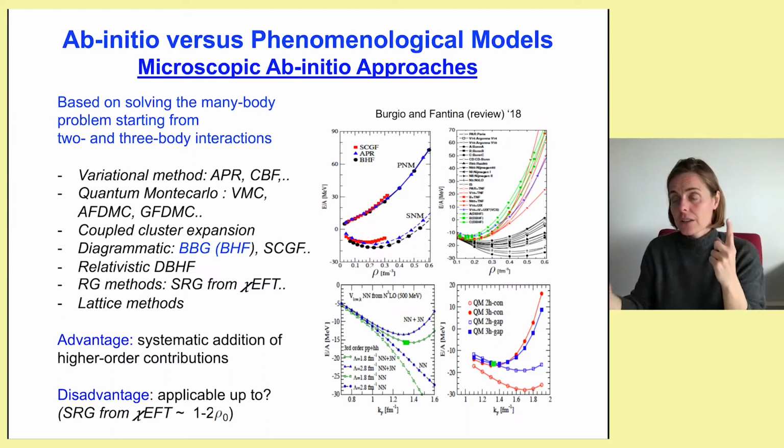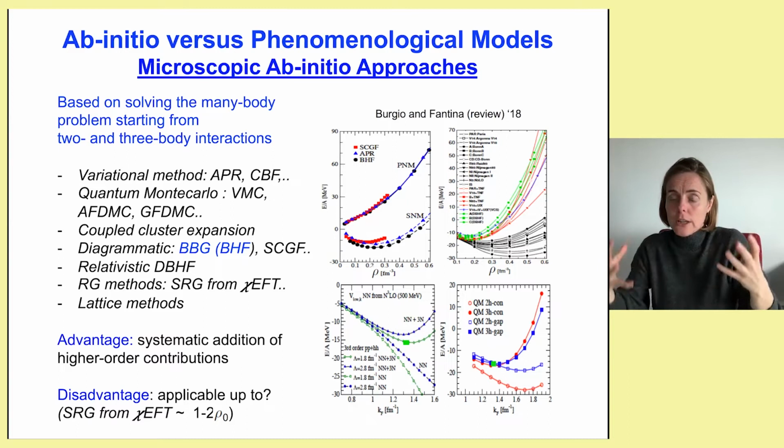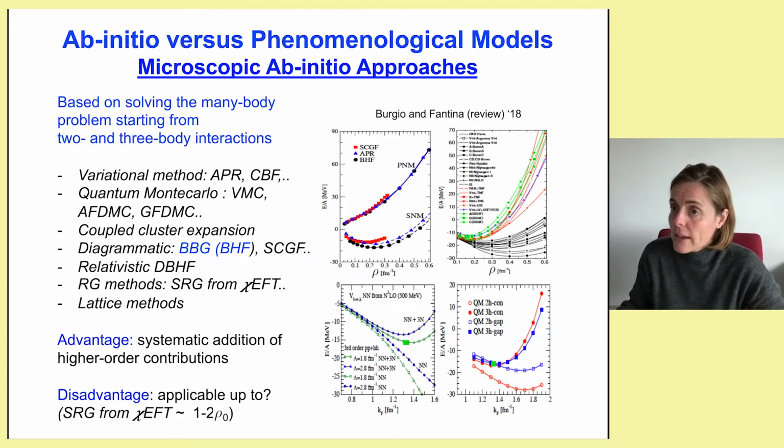So the nice thing here is the advantage: you can have a systematic way, because there are different ways of really controlling the higher order contributions. But the disadvantage is up to where you can apply this, because the systematicity is lost and more difficult diagrams appear and you don't have control over them, okay?